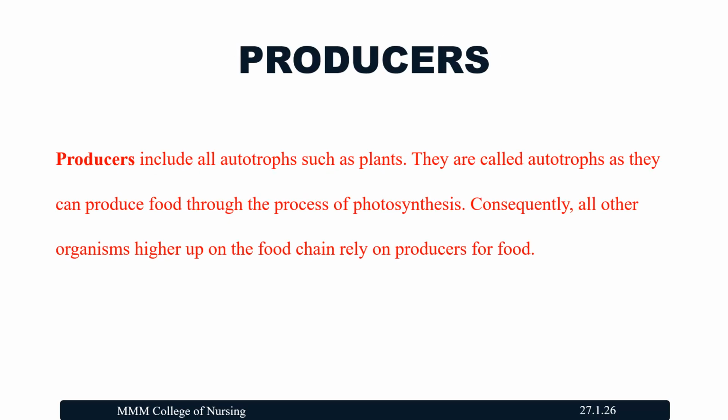Producers include all autotrophs such as plant. They are called autotroph as they can produce food through the process of photosynthesis. Consequently, all other organisms higher up on the food chain rely on the producer for food. Producer, example, plants, tree.